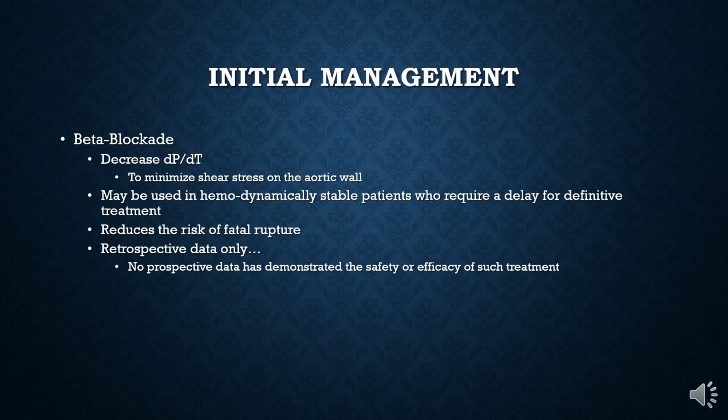Beta blockade decreases dP/dt to minimize shear stresses on the aortic valve and may be used in hemodynamically stable patients who require a delay for definitive treatment. It may reduce the risk of fatal rupture, but there is retrospective data only, and no prospective data has demonstrated the safety or efficacy of such treatment.